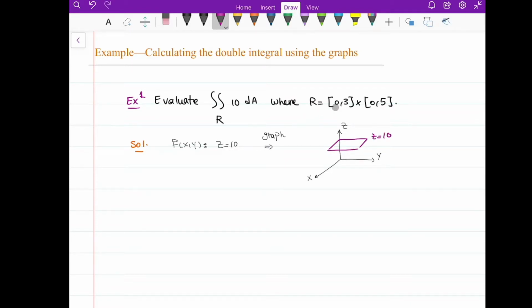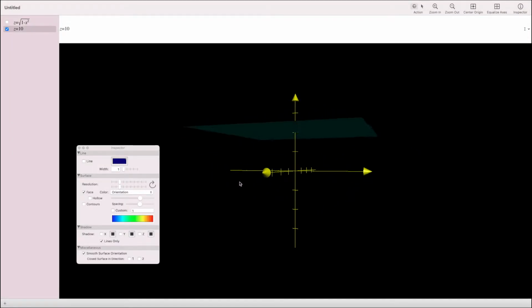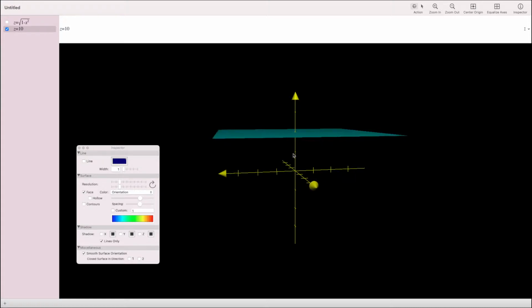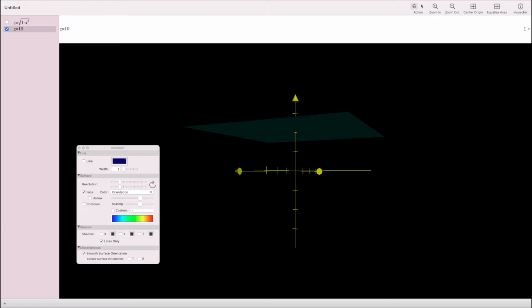And then look at the region R. The region R is x from 0 to 3, so 1, 2, 3, and y is from 0 to 5: 2, 3, 4, 5. Okay, so I have a region R in here, 0 to 3, 0 to 5. Let me show it to you. Z equals 10, as you see. The scale is 5, and then this is 10. It's a plane.